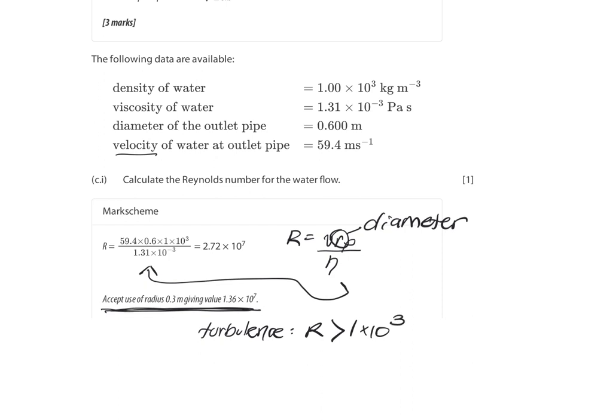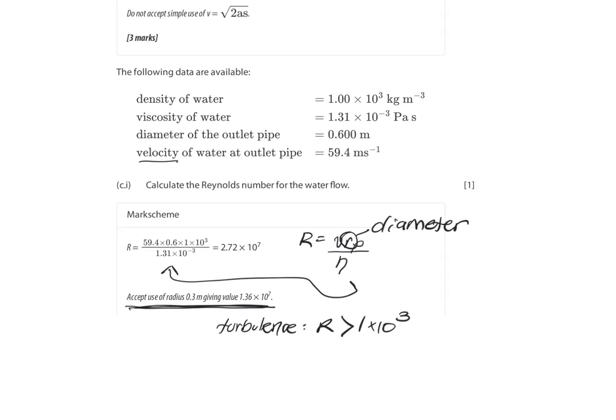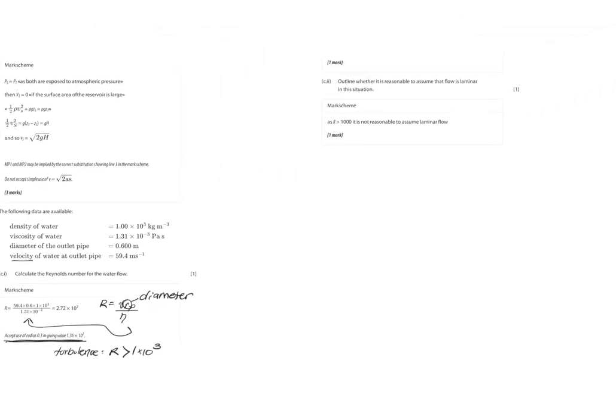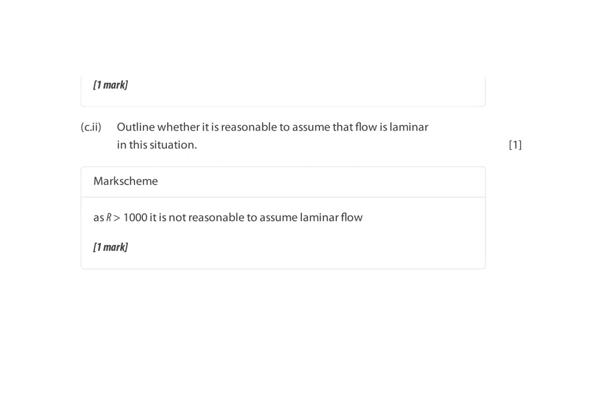And you wind up with turbulence when your Reynolds number is greater than 1,000. So that is 10 million. That's pretty turbulent. So on C(ii), is it reasonable to assume that the flow is laminar? No, it is not, because the Reynolds number is way over 1,000. So it is not reasonable to assume laminar flow.